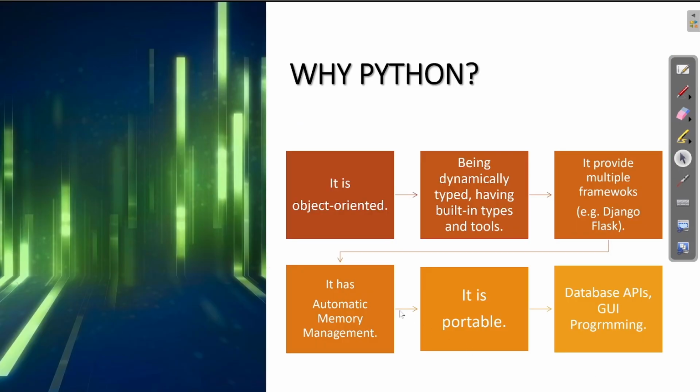Then in the second part, the second question says: why Python? Why are we using Python? Basically, we have multiple reasons for choosing Python over other programming languages. First, it is an object-oriented programming language. Object-oriented, we already have discussed, uses the concept of classes and objects.